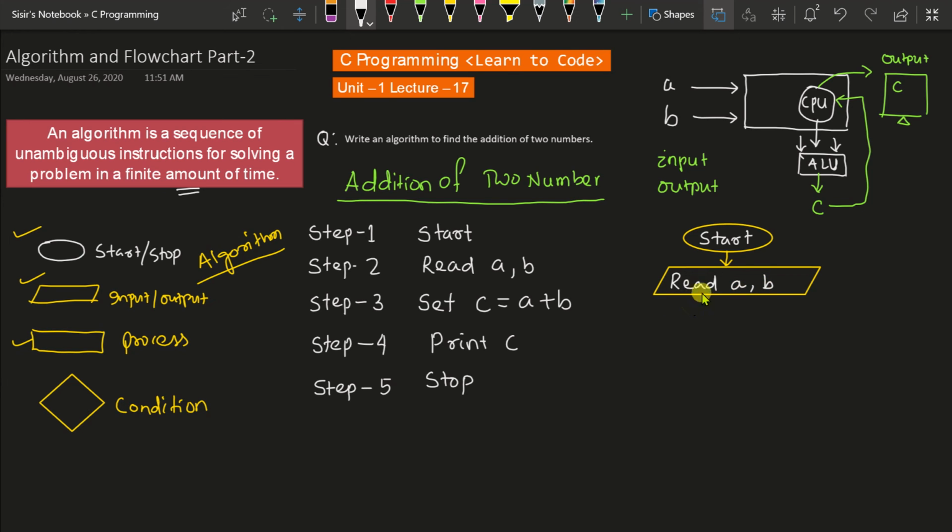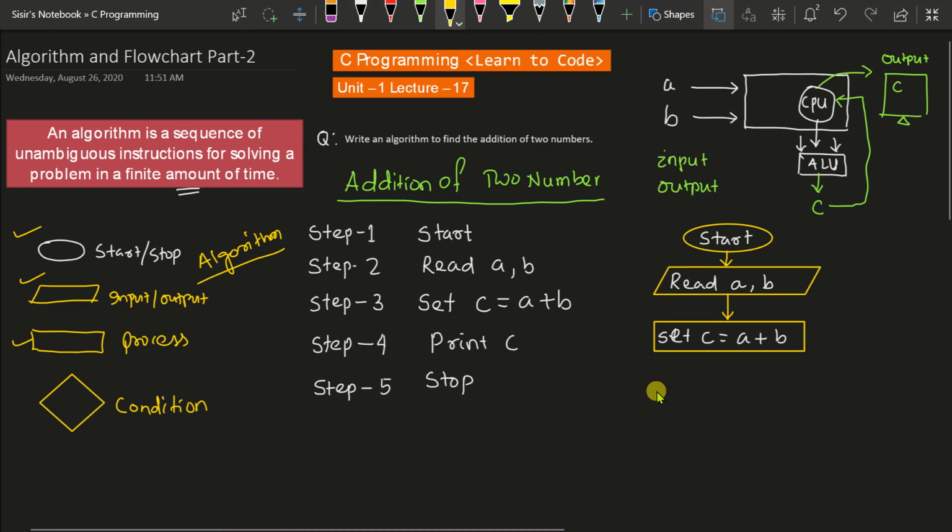After that, step number 3 specifies a process. To use that, we have to use the process symbol. So let us draw the process symbol here. Then I have to use the arrow mark. Then I will write the step over here: set C is equal to A plus B. This is the process symbol. Then the next step will be print C. That is an output statement.